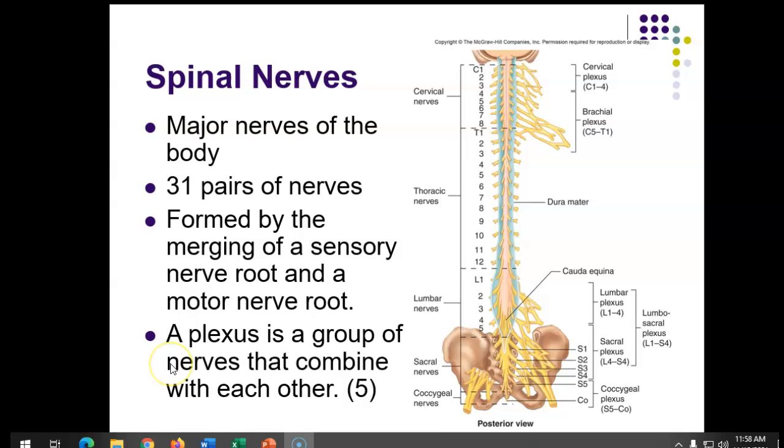Moving on to the spinal nerves then. The spinal nerves are going to be major nerves of the body. There are 31 paired nerves, and they're formed by the merging of a sensory nerve root and a motor nerve root, so the dorsal root and the ventral root. A plexus is a group of nerves that combine with each other. There are 5 of them: the cervical, the brachial, the lumbar, the sacral, and the coccygeal plexus. And then there are certain nerves that are going to be involved in each of these.